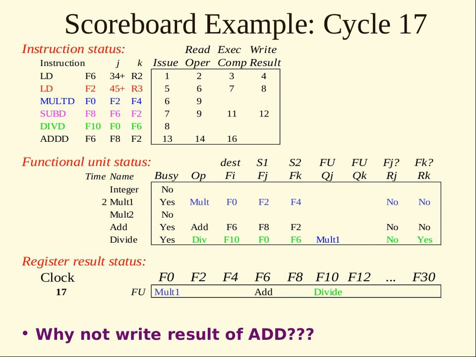So we'll keep going. Why don't we write the result of add? Ooh, there's a good question. Because the subtract is using it? No. Because divide's using it. Let's see, it's F6. Because divide is using it, that would make a write after read error, because it would be writing this add even though the read needs to happen before it. So the way Scoreboard fixes that is it just stalls the add.